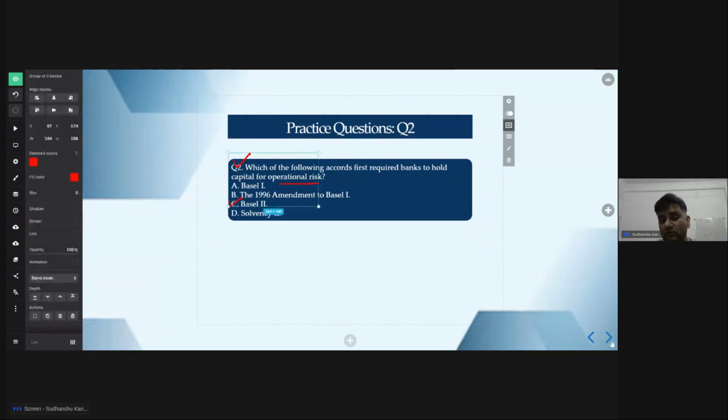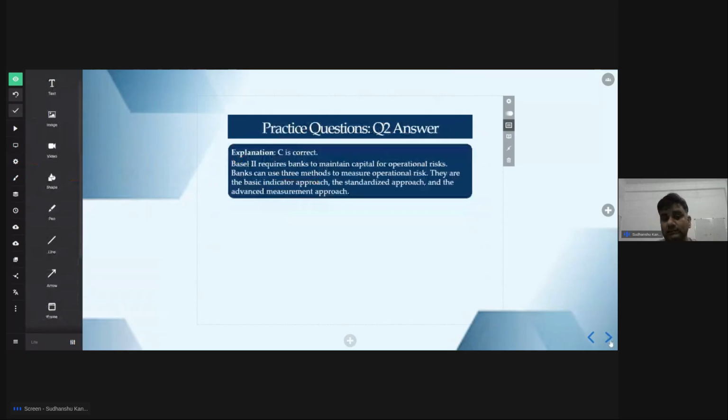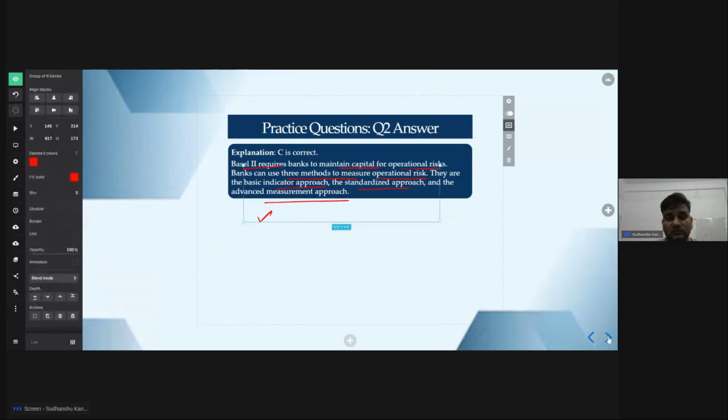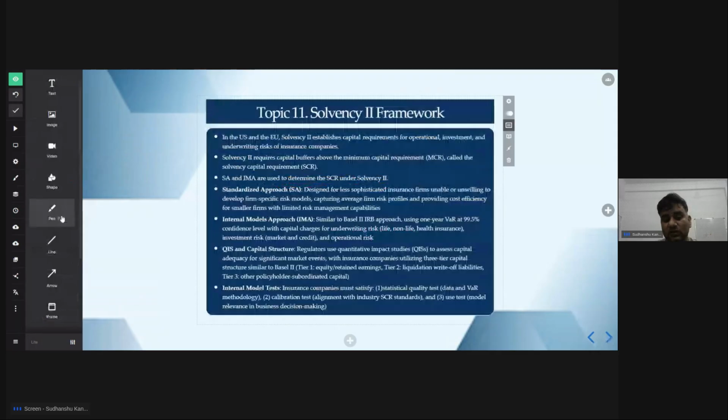Okay, so this is your answer. Basel II requires banks to maintain capital for operational risk. Banks can use 3 methods to measure operational risk: the basic indicator approach, the standardized approach, and the advanced measurement approach. Okay, that we need to understand. Once we have understood this, next is your understanding of the Solvency II framework. Please understand the scope of this.